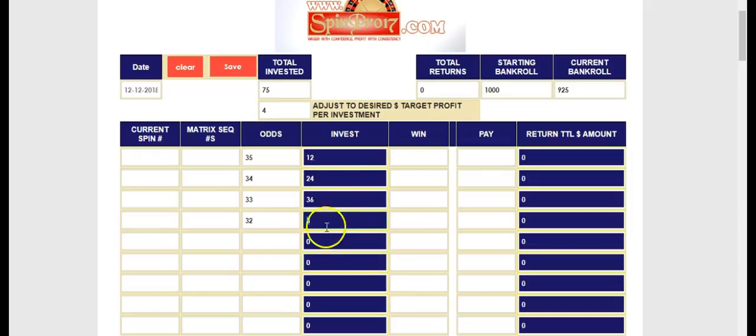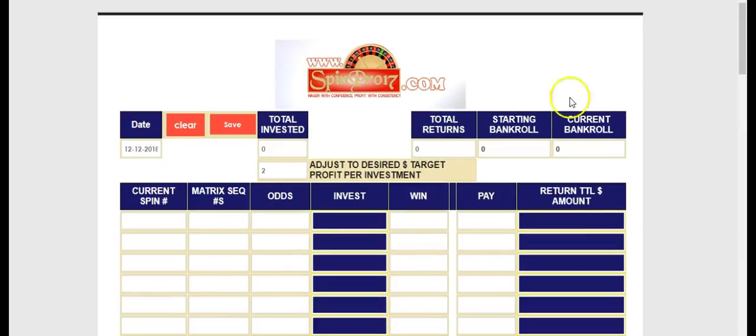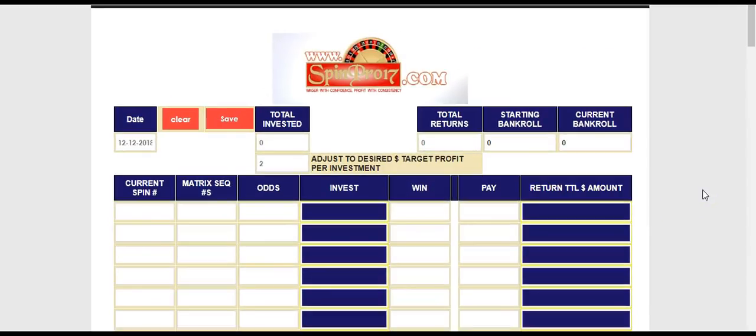This may not be 3 over here. So let's just say you had a hit here and you're 12, 24, 36. The next one may not be 3. It may only be 2. And even if you had a couple of misses, it may not be 3. It might be 6. So you've got to follow the calculator. So let's get cracking here with the actual play and show you how this works.